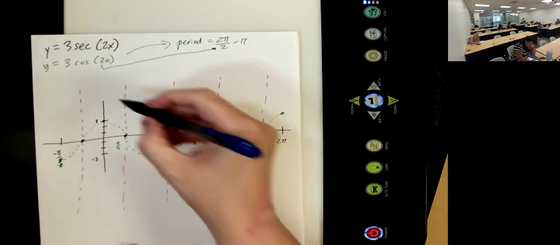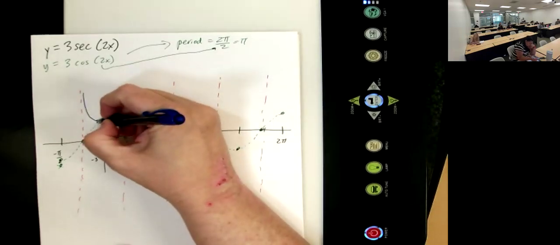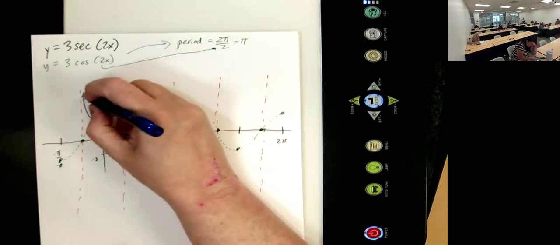Now we just do our graph going away from the cosine graph.